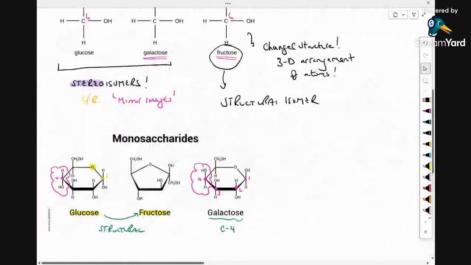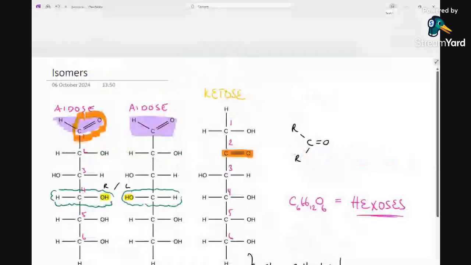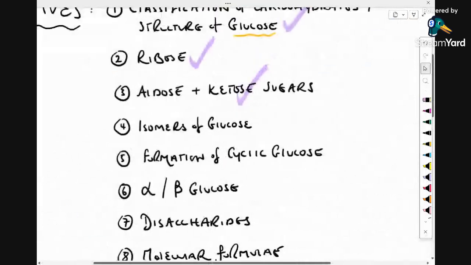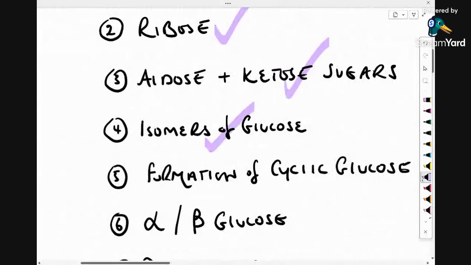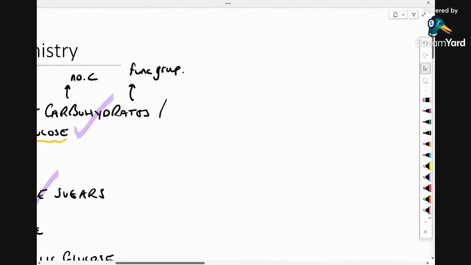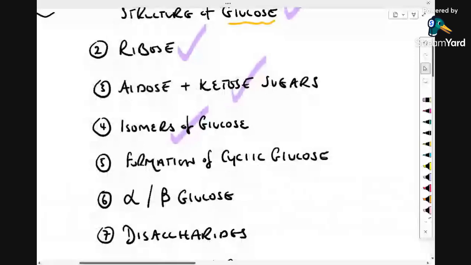Okay. So that's all I wanted to say with regards to that. So I'm going to switch back over to my main notes here, and we can now tick off point number 4, which is the isomers of glucose. Now we're going to look at how we form cyclic glucose from linear glucose, which is an important point.